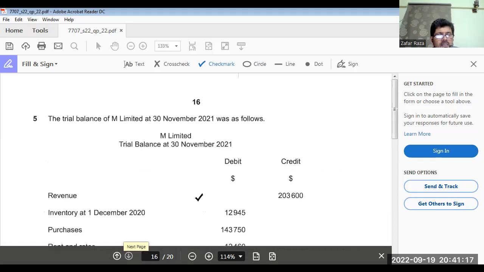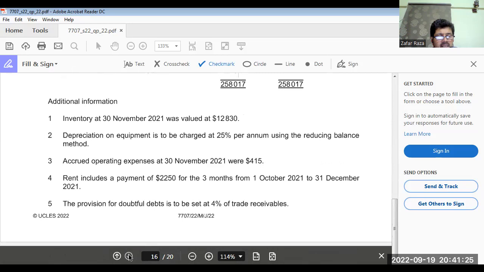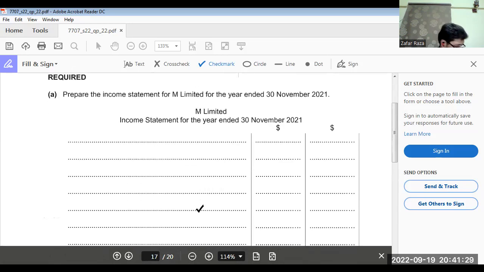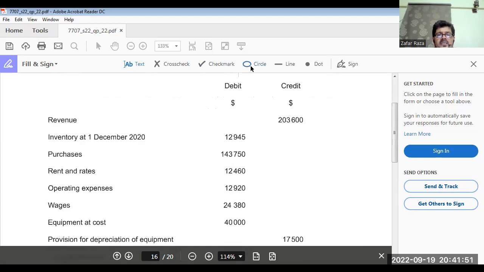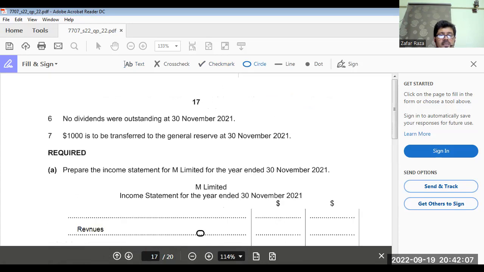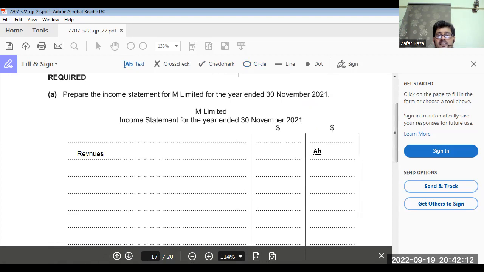Again, blank page. Okay. Now question number 5. Trial balance is given. This is the trial balance of a limited liability company. Okay. What does she ask for? Income statement. So when we are making an income statement, we have to be very careful. Now the income statement starts with revenue. So how much is the amount of revenues? 203,600. So we are going to report it over here in the second column, 203,600. Okay.